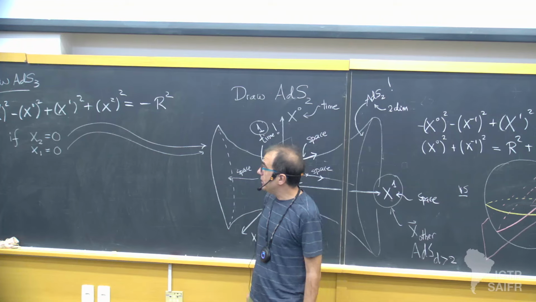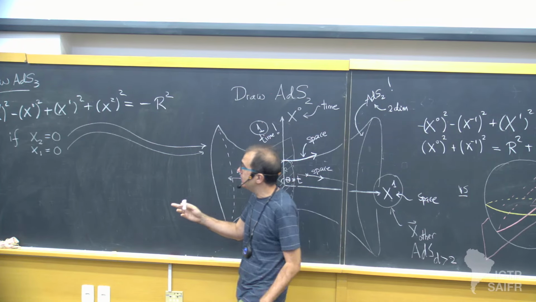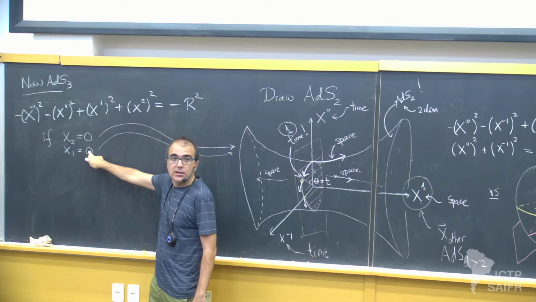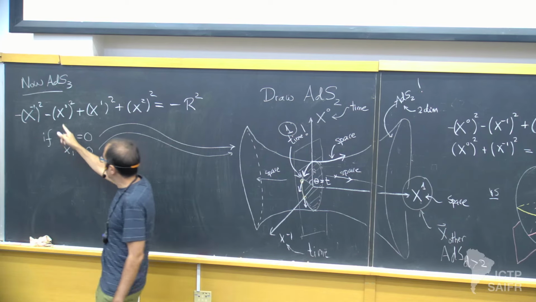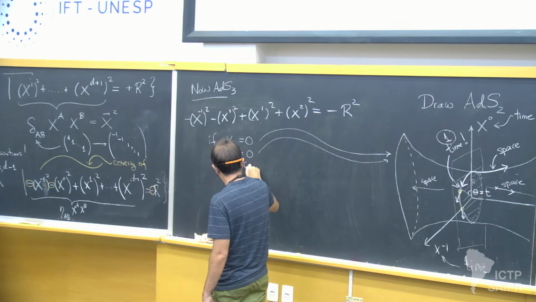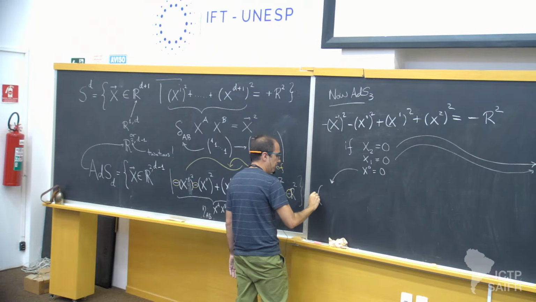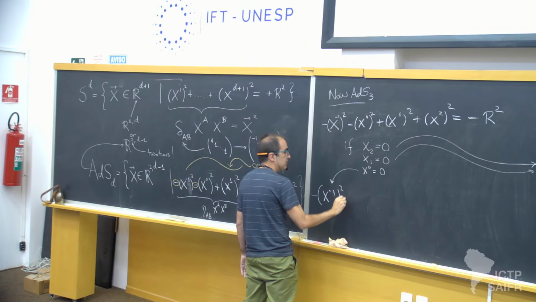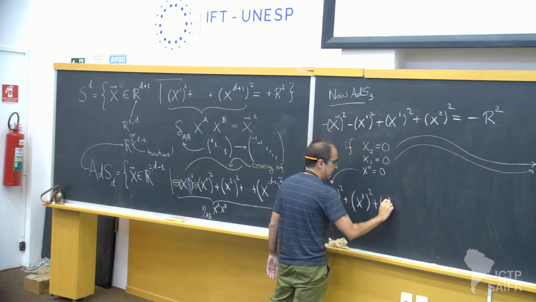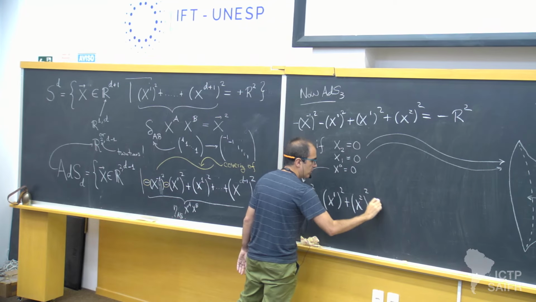Okay, then we need to see something periodic in space. I need to see the space, so I cannot set them to zero. Instead, let's do another section. Let's set, say, x0 to 0. Let's look at this variable equal to 0. So now it's a different picture. Now I need to draw the picture: minus x minus 1 square plus x1 square plus x2 square equal to r square.